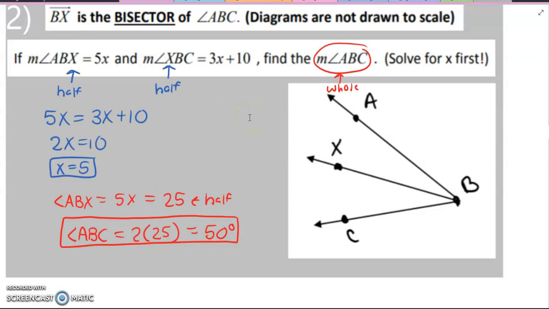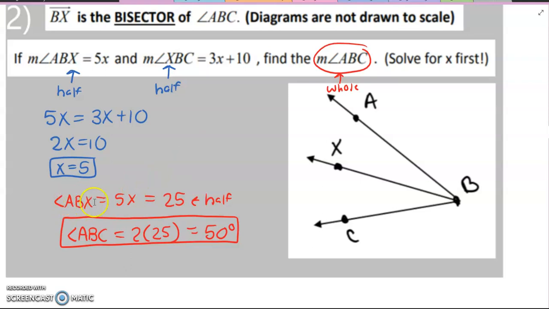Now, hopefully you've tried the problem out. So just as a highlight here, once again, ABX, the drawing really is to help you indicate whether it's a half or a whole. So in the ABX, that's going to be half of the angle. XBC is the other half. So that tells me we're going to set them equal. Solve this and we get x equals 5. The angle we want to find is ABC. However, this is the whole. So in order to figure out the whole angle, we probably should know what one of the halves is first.